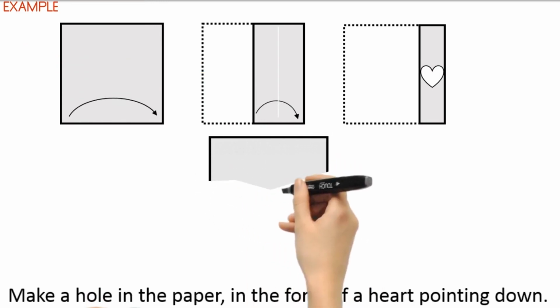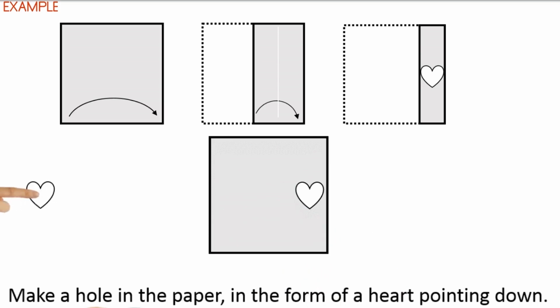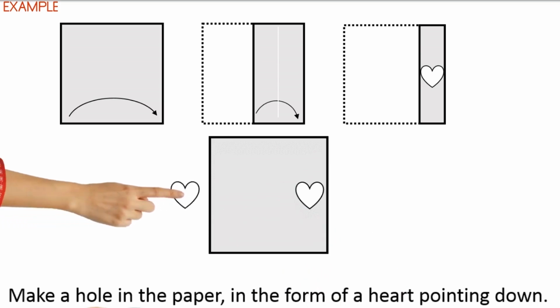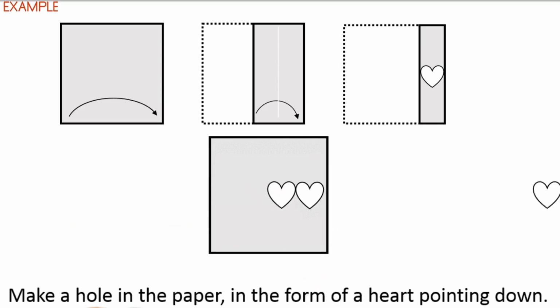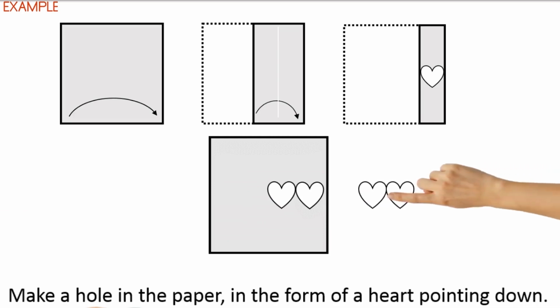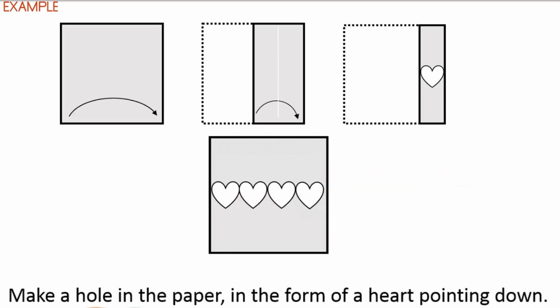So, the first time the sheet is unfolded, you will see two identical hearts on the right side of the sheet. The second time the sheet is unfolded, you will see four identical hearts, two on the right side of the sheet and two on the left side of the sheet.